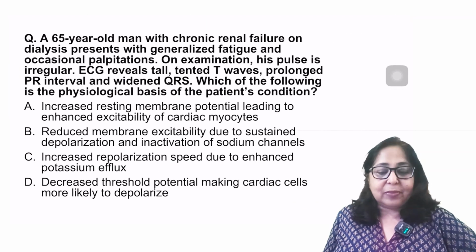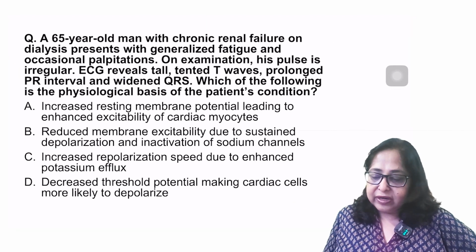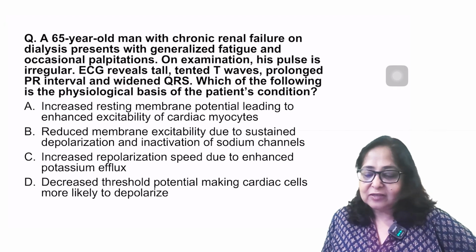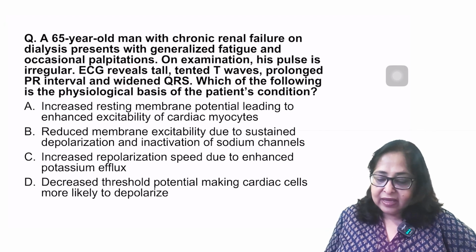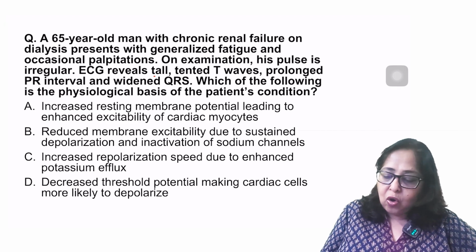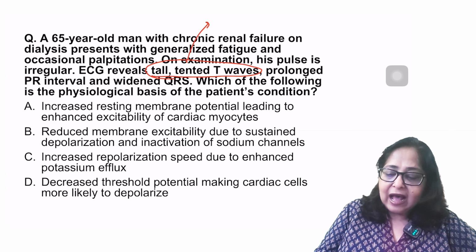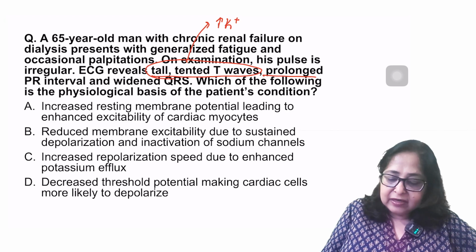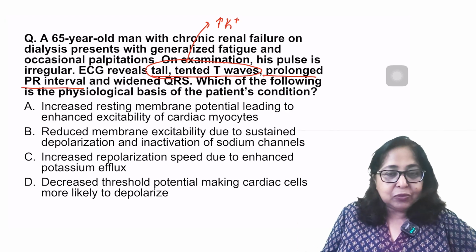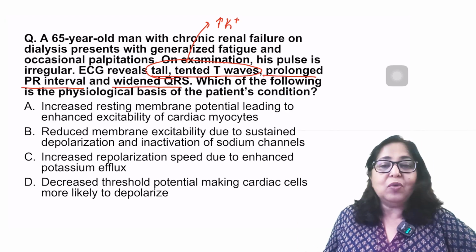Let's have a look at the next question. It says, 65-year-old man with chronic renal failure on dialysis presents with generalized fatigue and occasional palpitations. On examination, his pulse is irregular. ECG reveals tall tented T waves. Tall tented T waves are typically seen in hyperkalemia. There is a prolonged PR interval as well, again pointing towards hyperkalemia, with widened QRS.